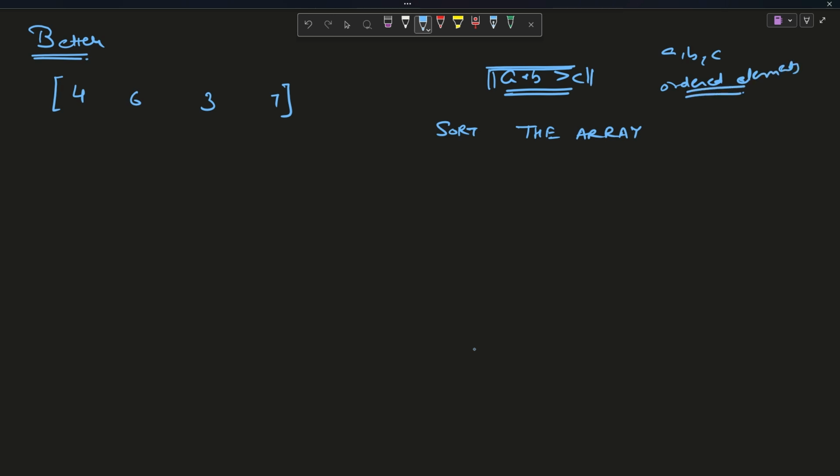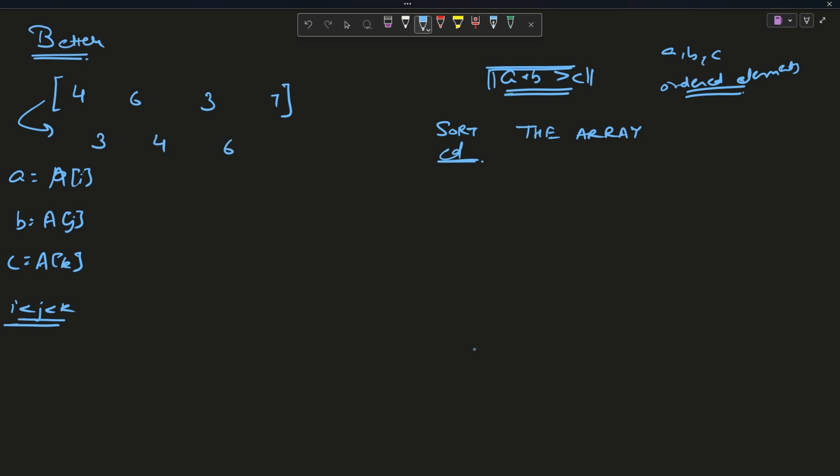What do I mean by ordered elements? I say that A equals to array of I, B equals to array of J, C equals to array of K, and I less than J less than K, right? That is, A, B, C are occurring 1, 2, 3 in the sorted array. After this array is sorted, it looks something like 3, 4, 6, 7. And A, B, C, what are the possible pairs? A can be here, B can be here, C can be here. But B, A, C is not possible. I am only saying A, B, C is possible.